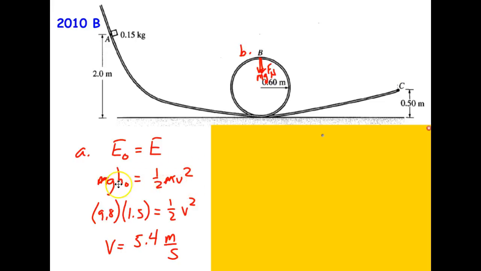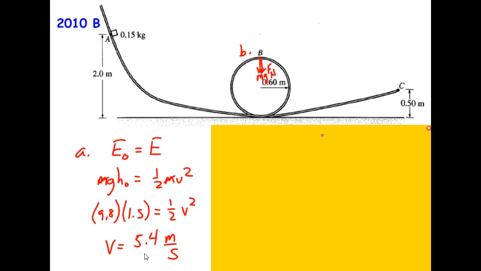Notice that the mass cancels, and we have g at 9.81 times. At what height above point C is point A? Well, A is 2 meters from the bottom, C is 0.5 meters from the bottom, so A is 1.5 meters above point C. Equals 1/2 v squared. Do the calculation. Pause the video if you need time to perform the calculation. And the v, the velocity, would be 5.4 meters per second.